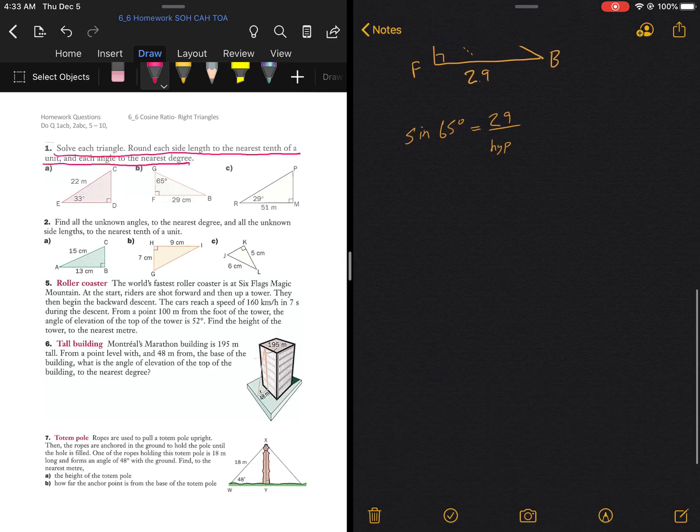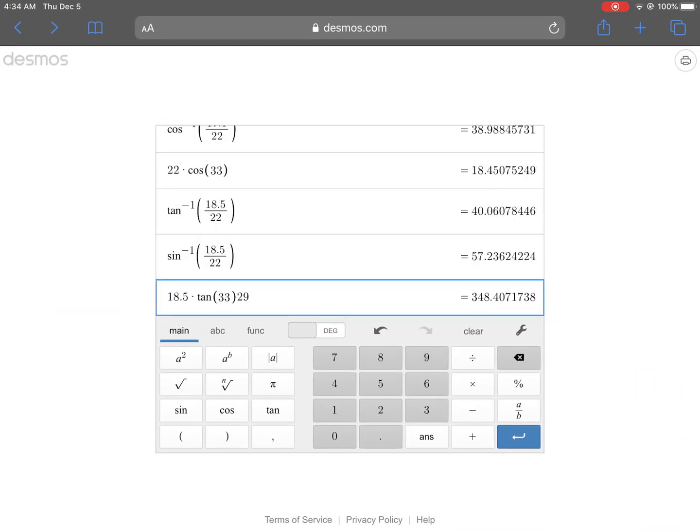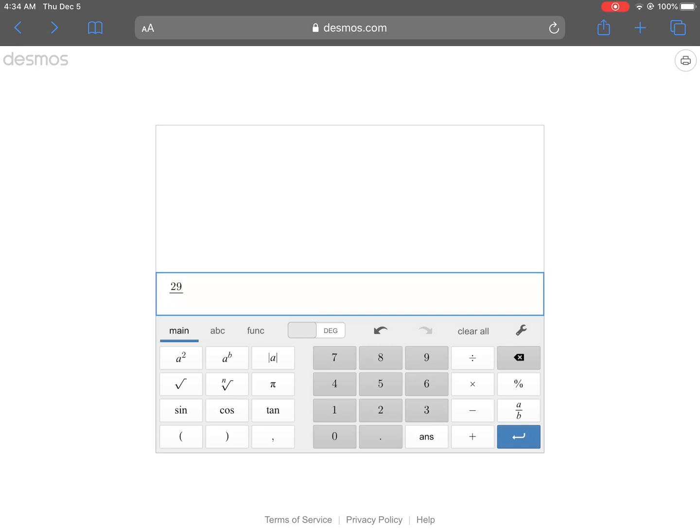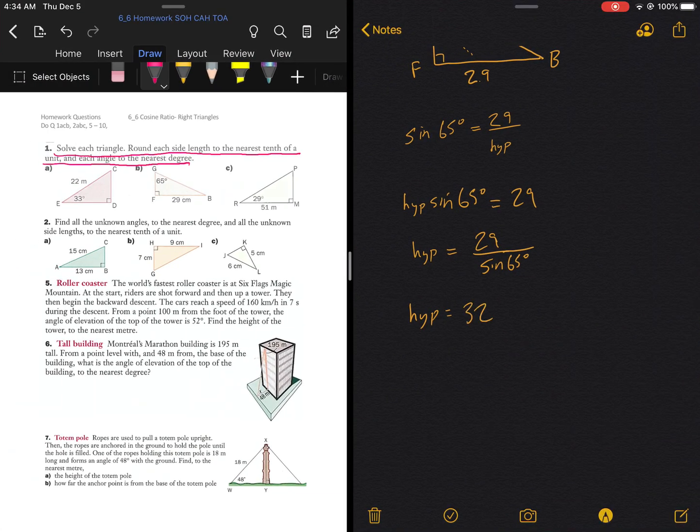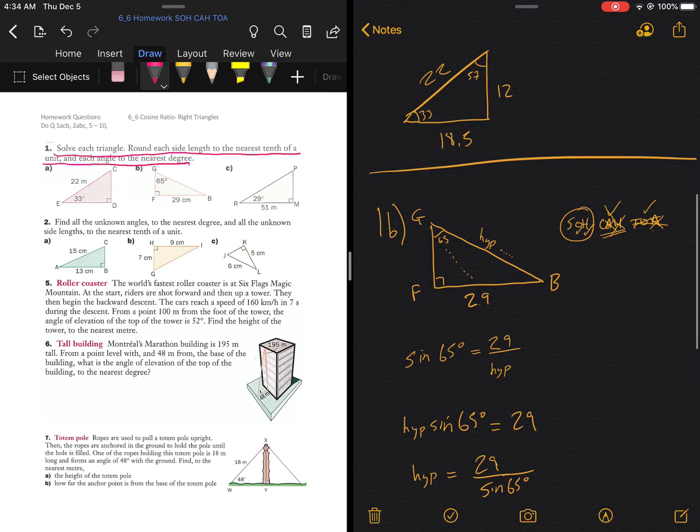So let's cross multiply. Hypotenuse sine of 65 degrees equals 29. Divide by sine of 65, hypotenuse equals 29 over sine of 65 degrees. Hypotenuse equals, we need the calculator, 29 divided by sine of 65. The answer is about 32.